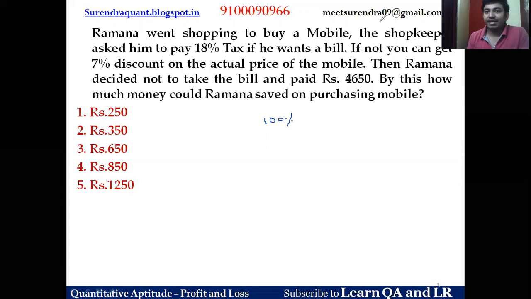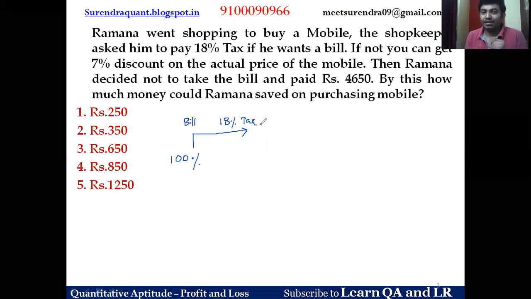So let us say the price of the mobile is 100%. Okay, let me write here. The price of the mobile is 100%. So if he wants the bill, he has to pay 18% tax on this. So 18% extra has to be paid. So what percent of the money does he have to pay? 118%. And he won't get any discount if he wants the bill.